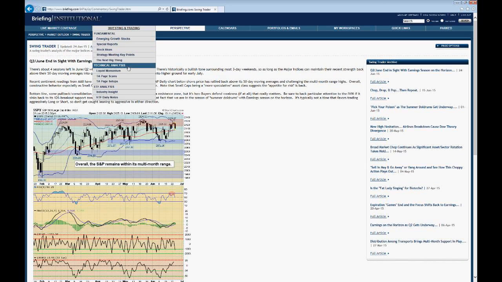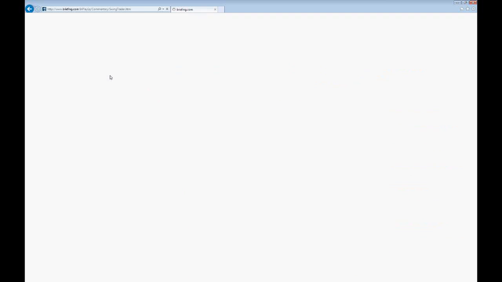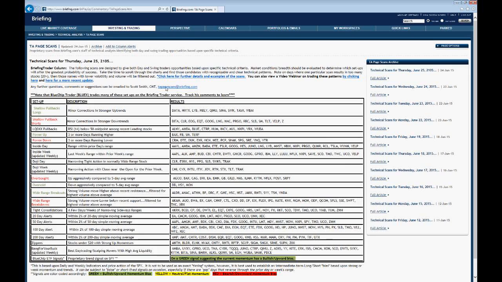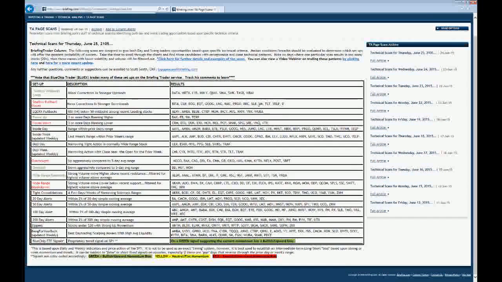To get to more of a tactical approach to the market, I want to go to the TA page scans. Once I've established a broader theme in the market of what sectors I want to participate in, or if the market's overbought or oversold, I come to the TA page scans, which I created about 10 years ago as a shortcut for finding specific stock patterns that I've loved trading. And they're nothing crazy or new.